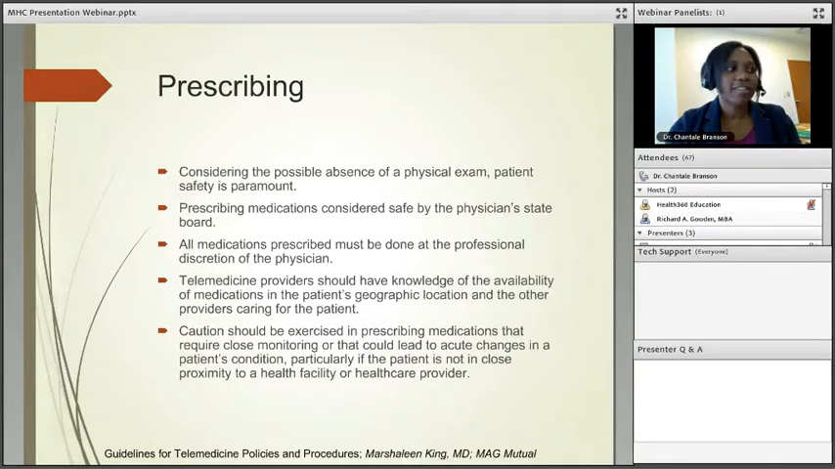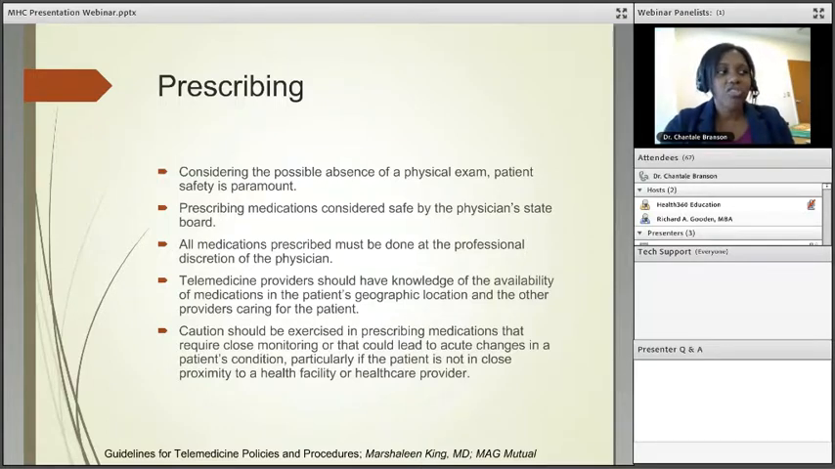And once again, prescribing. Considering the possible absence of a physical exam, understanding that patient safety is so important. Once again, you're going to have to determine which patients would apply for you and decide if that person would be adequate to prescribe the medications via telemedicine or telehealth. And once you start to do it, you'll get a good feel for it.